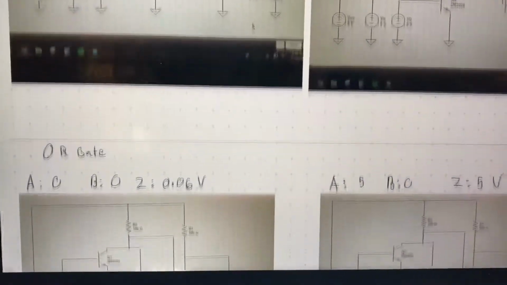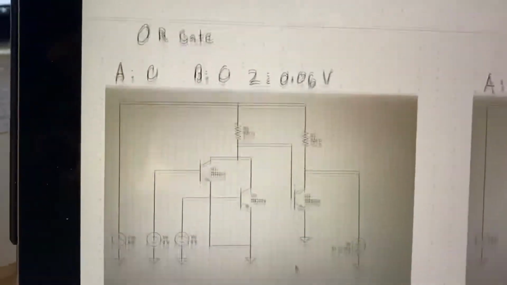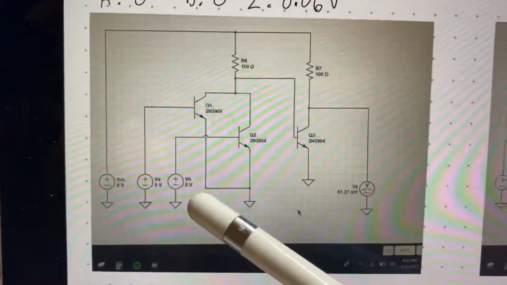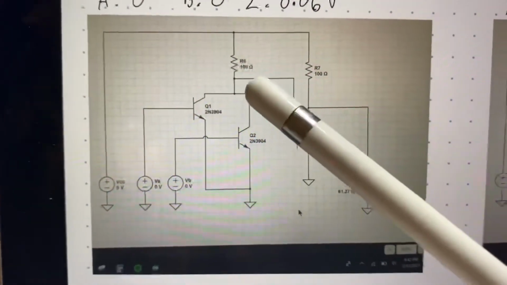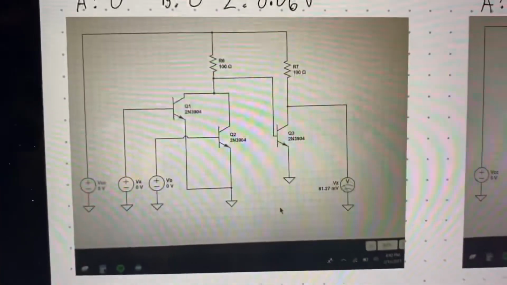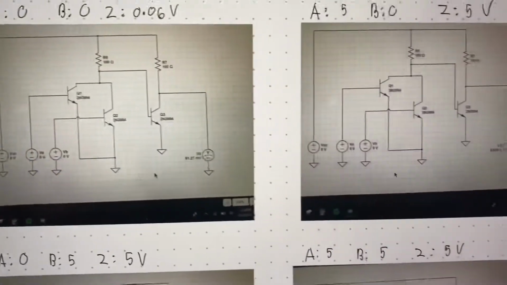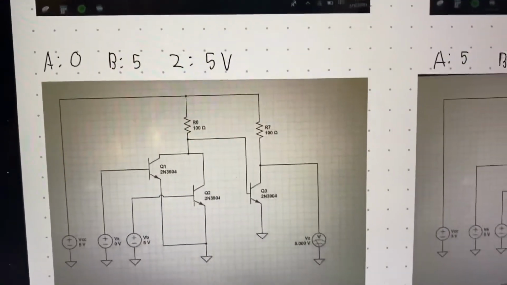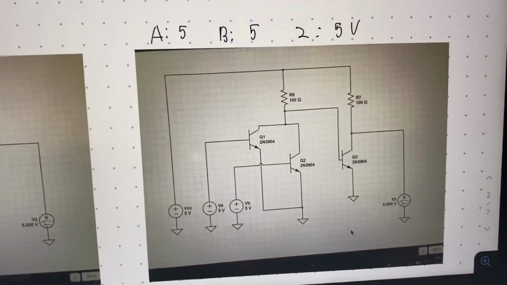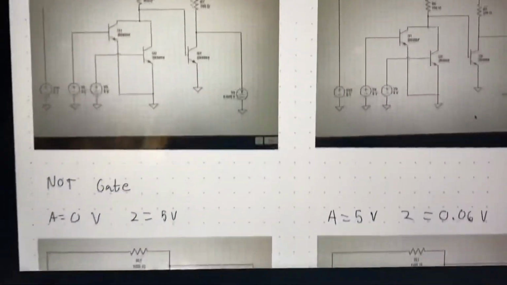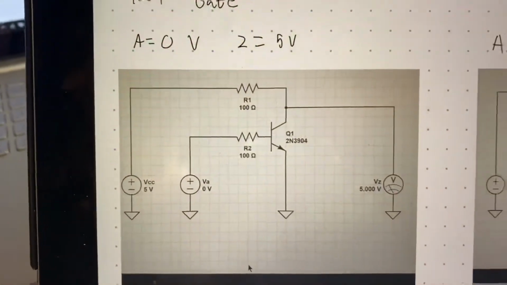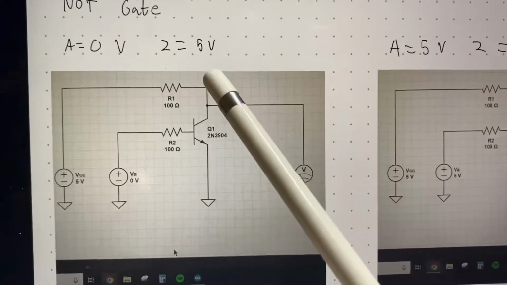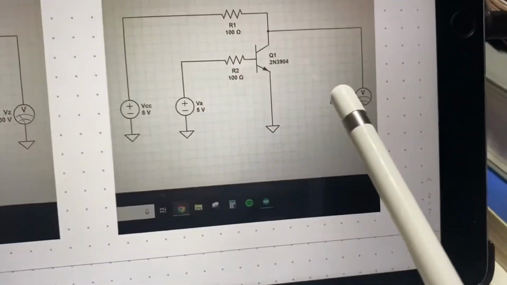So it's working correctly. For the OR gate, I did a very similar thing, except the first 2 transistors for VA and VB are in parallel, not in series. And again, now when either A or B, or both A and B, are high, the output will also be high. So that's good. The NOT gate, straightforward from the example. And when A is 0, Z is 5, and when A is 5, Z is effectively 0.